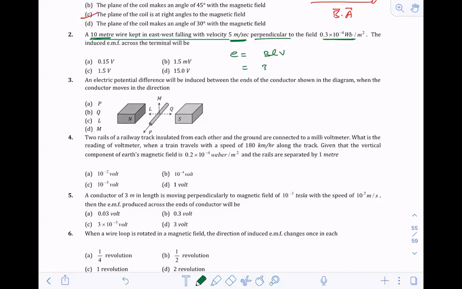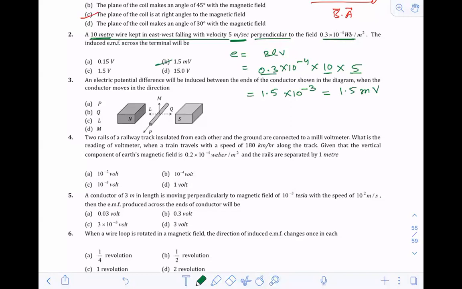So B is 0.3 into 10 to the power minus 4, into L. L is 10 meters. V is 5 meters per second. So this becomes 1.5. And this is 10, so this becomes 10 to the power minus 3. So I will write this as 1.5 millivolt. Option B is correct.